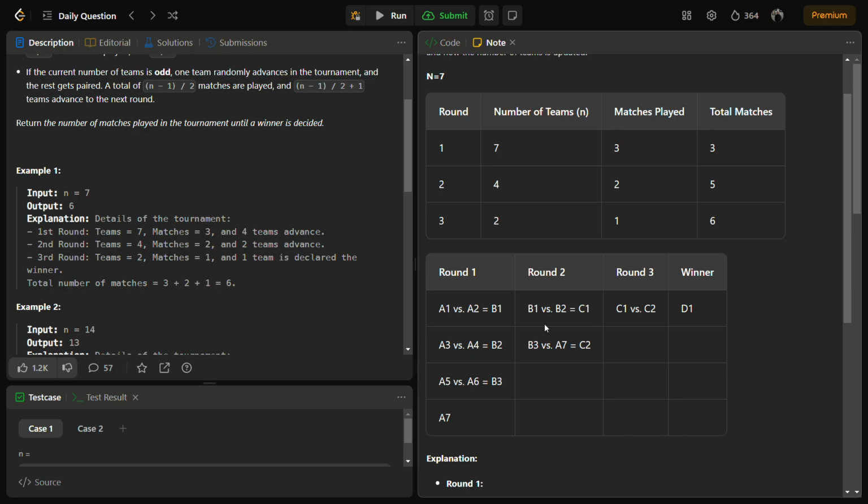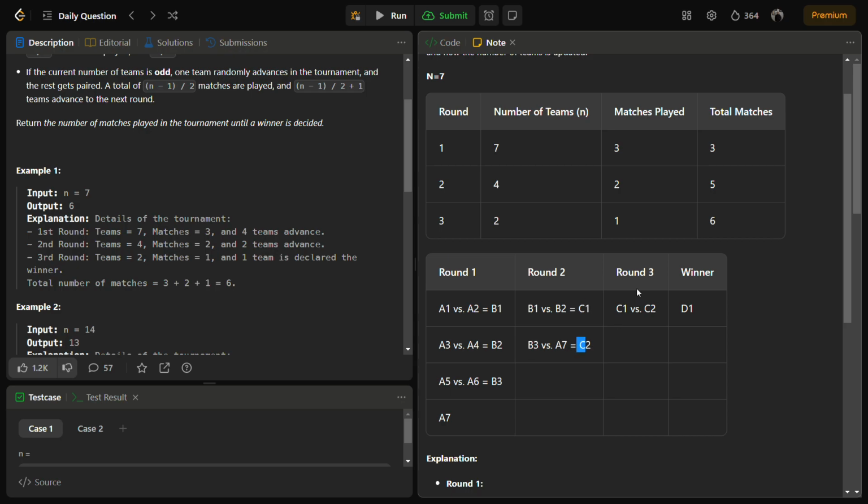In round 1, suppose there are 7 teams A1, A2, A3, A4, A5, A6, A7. Suppose A7 randomly advances to round 2. A1 versus A2 match is there and the winner is B1. A3 versus A4, the winner is B2, and A5 versus A6, the winner is B3. In the next round, B1 versus B2 and B3 versus A7 will be played, because A7 randomly advanced to round 2. B1 versus B2's winner is C1 and B3 versus A7's winner is C2.